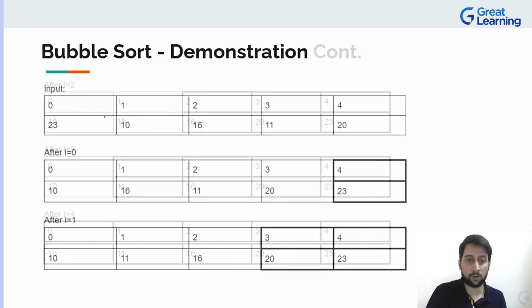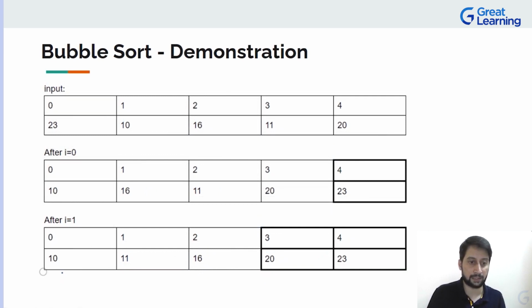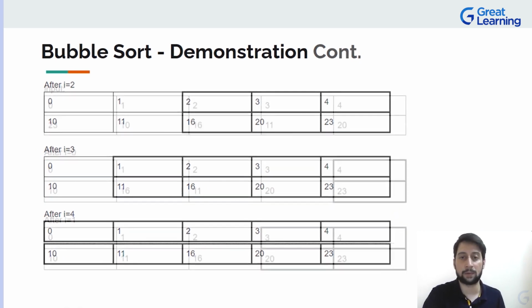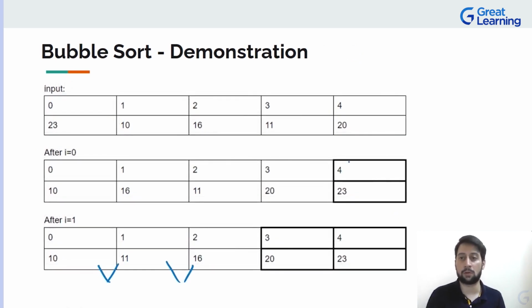Now what happens in the third iteration? Again, let me go back first. Let me just clear the screen. So these two will be compared. These two will be compared. So 10 is less than 11, 11 is less than 16. So nothing will happen. So you will get 10, 11, 16, 20 and 23. In the fourth iteration, only these two elements will be compared. So nothing will happen. And after the third iteration, these will be the elements 10 and 11 and this. So after that, on the fourth iteration, nothing will happen and we will get our sorted array. So this is the whole demonstration of how bubble sort works. So your elements will be placed like a bubble.